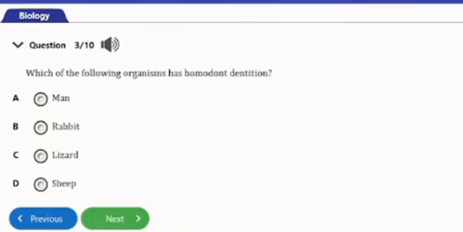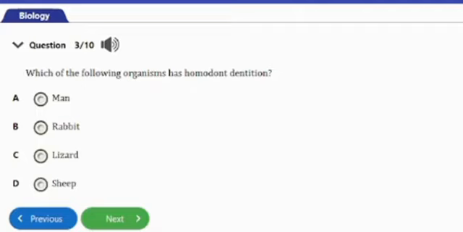Question number 3 here, it says, which of the following organisms has homodont dentition? We have A, man, B, rabbit, C, lizard, D, sheep. So guys, the organism here with the homodont dentition here is the reptile as well, and that's the lizard. So man, rabbit, and sheep actually have heterodont dentition, whereas the lizard has a homodont dentition. That's all the teeth are alike or the same. So that's it for this question.